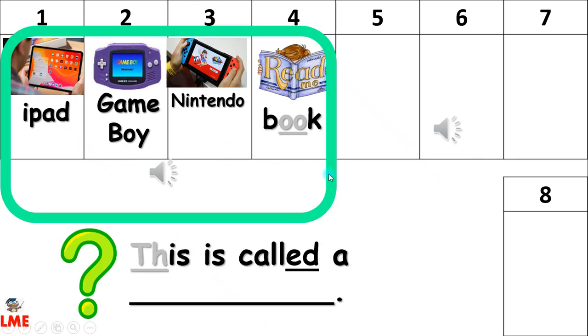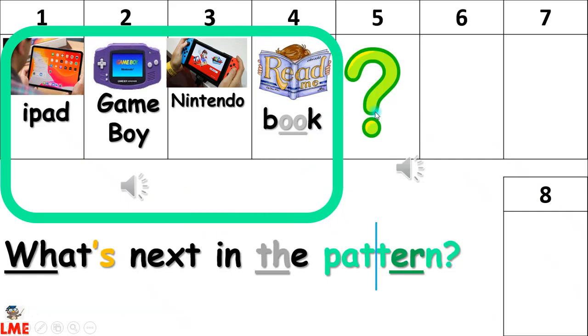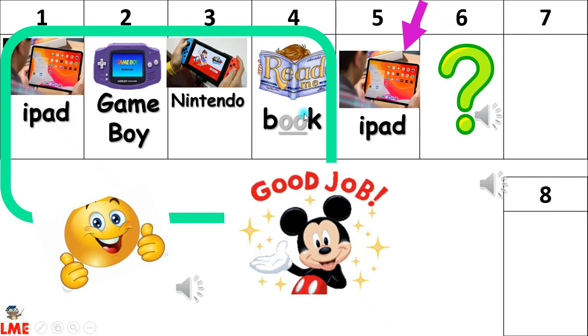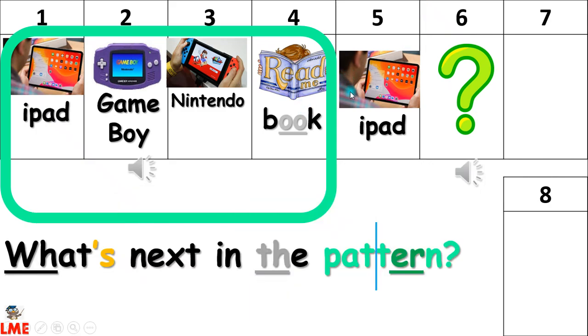Do you know what this is called? You are right. This is called a pattern. Do you know what's next in the pattern? Good job. Again, your answer is right. iPad comes next in the pattern. Can you figure out what's next in the pattern?